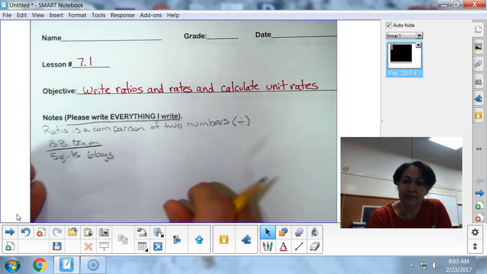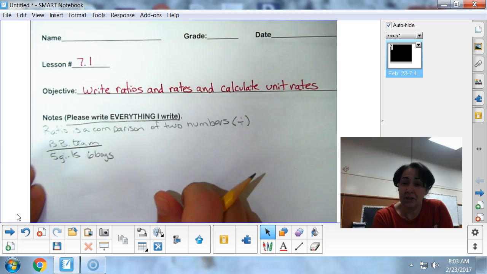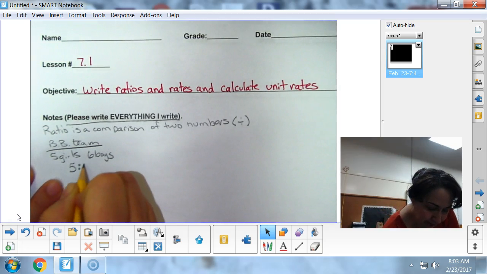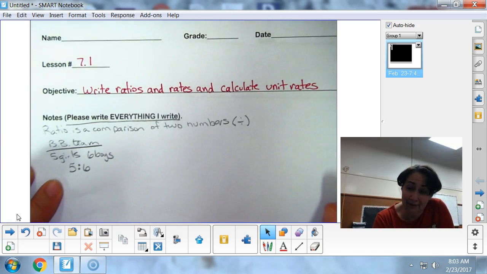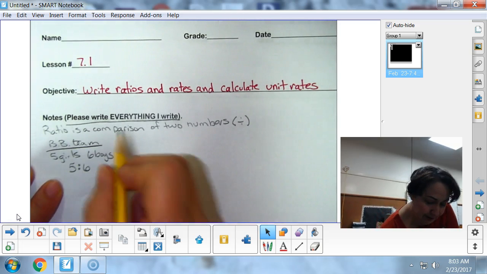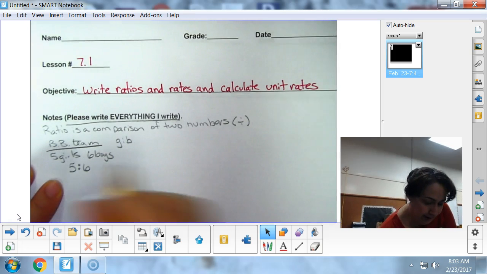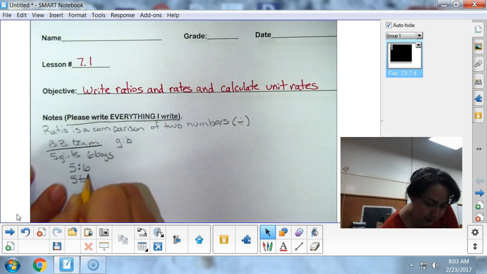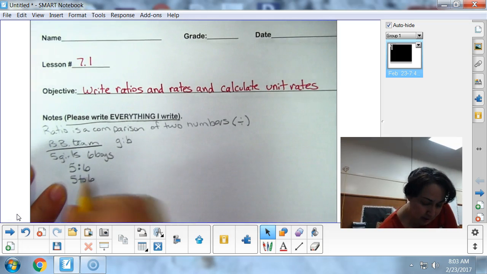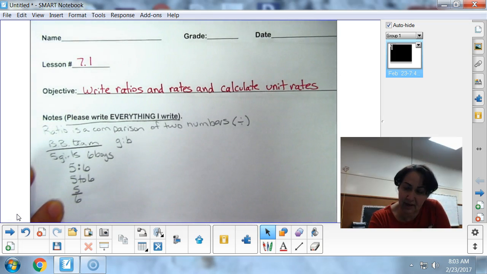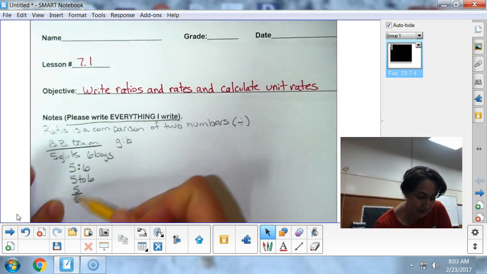Okay? If I want to make a ratio of girls to boys, I would write it 5 and I would put a colon 6. And I would read it 5 to 6 if we're comparing girls to boys. Okay? I could write it 5 with the word to 6, or I could write 5 to 6 as a fraction. Okay? Because all of this represents division.